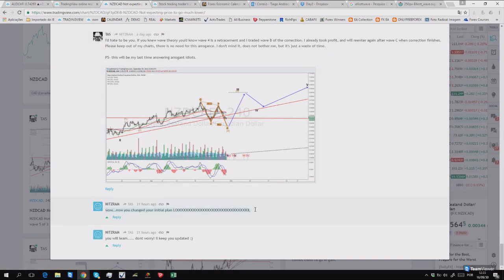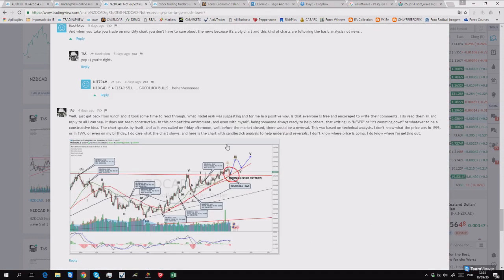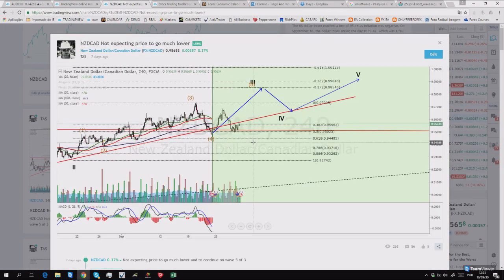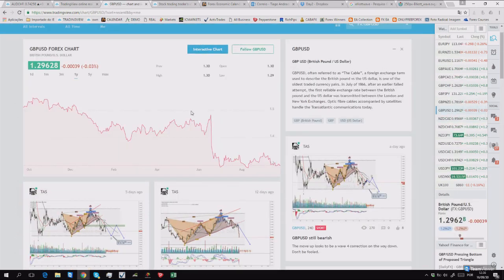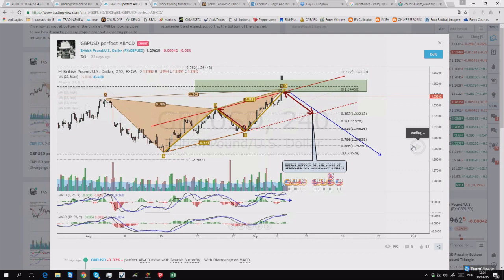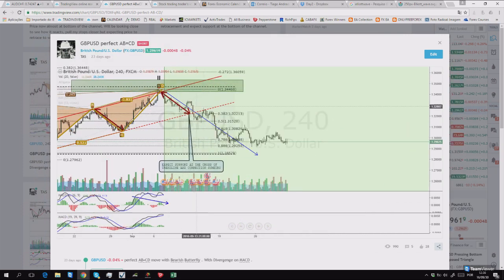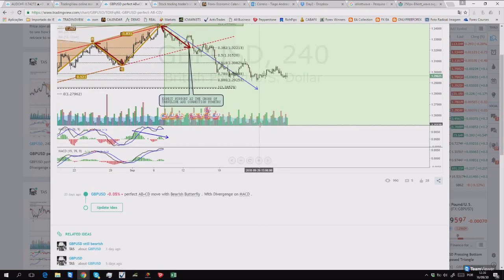So I don't understand this comment: "Now you change your initial plan." Of course, I'm always changing my plan according to what the market is telling me at the moment. I don't force anything. If the market tells me I'm wrong, I'm wrong. I don't think I can predict what's going to happen for the whole month. Here I know it's going down, but I was expecting some resistance or support here. It went through it. It did retest it. I'm still waiting to see what happens when it gets to the bottom of this channel.